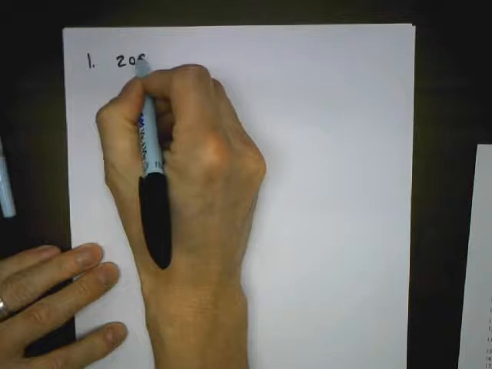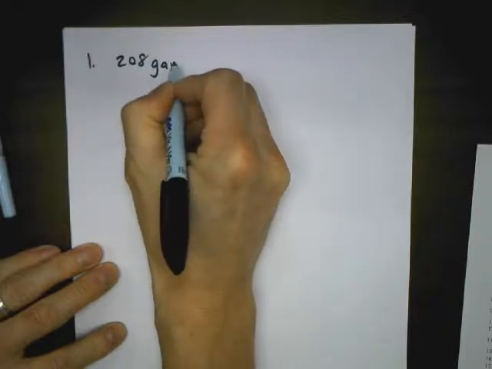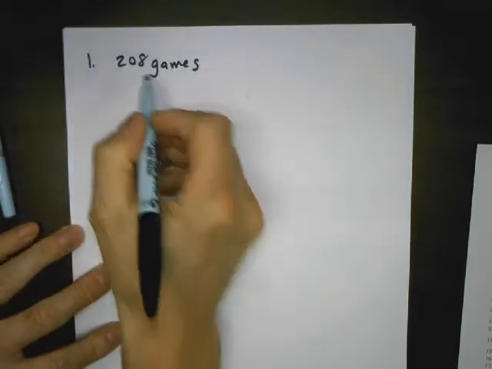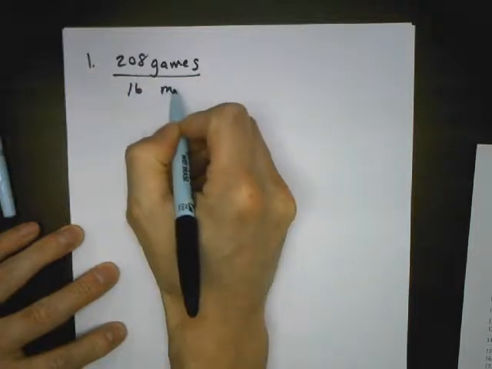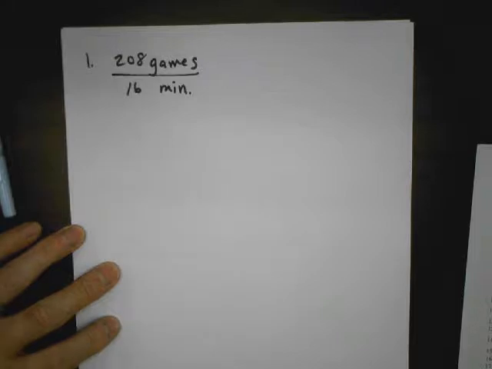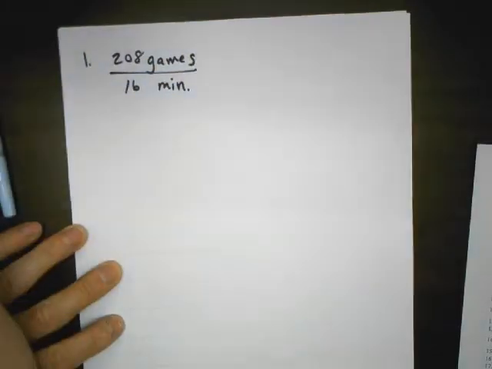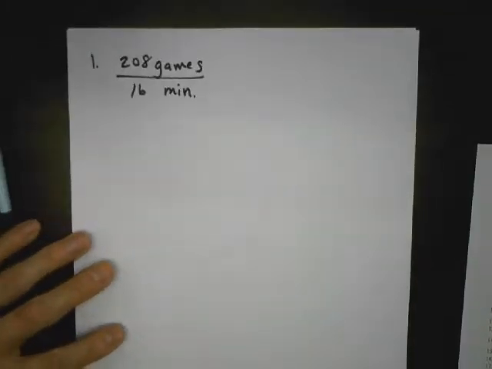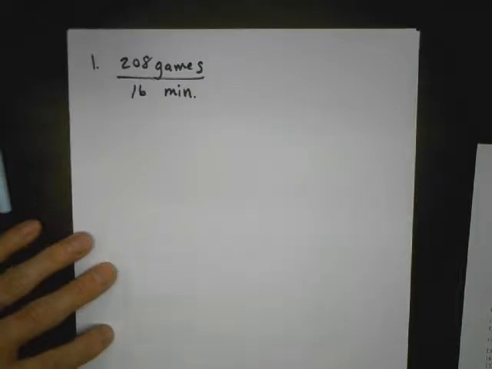7th grade math, test 7, study guide. Problem number 1. A factory worker can package 208 games in 16 minutes. And unless they tell us otherwise, we always put time on the bottom, right? Money's always on top, time is always on the bottom, unless they tell us otherwise. How many games can he package per minute?